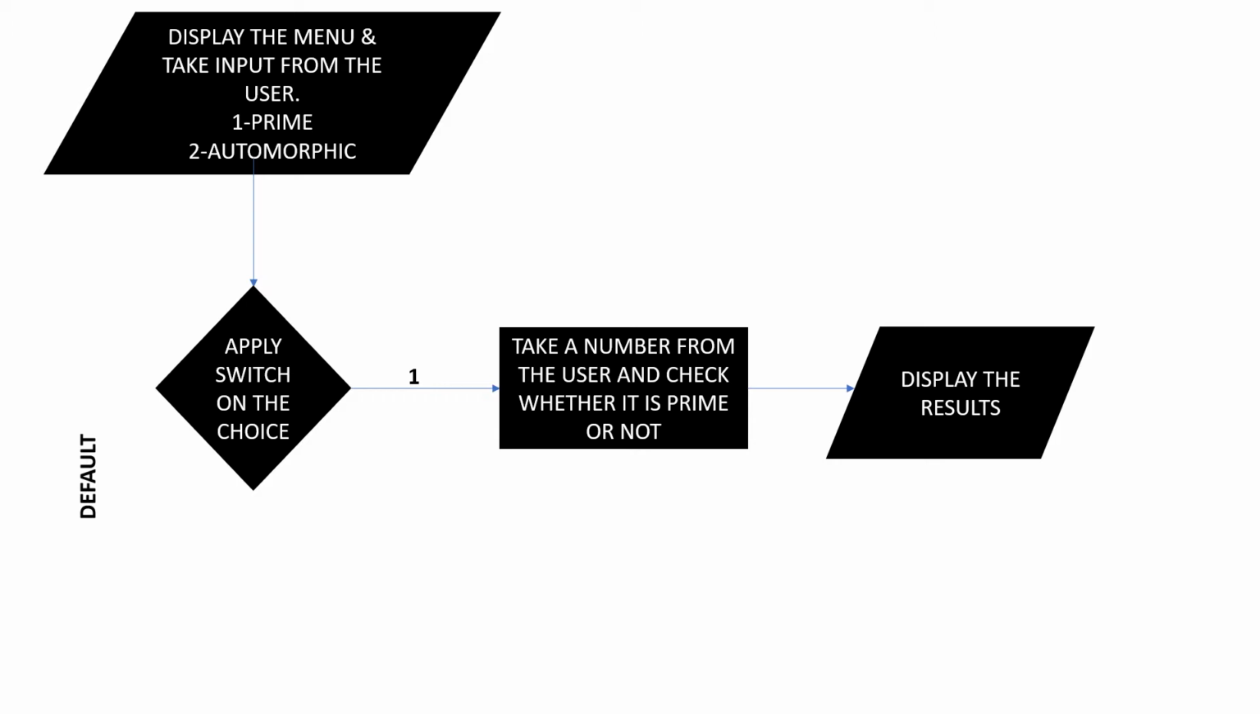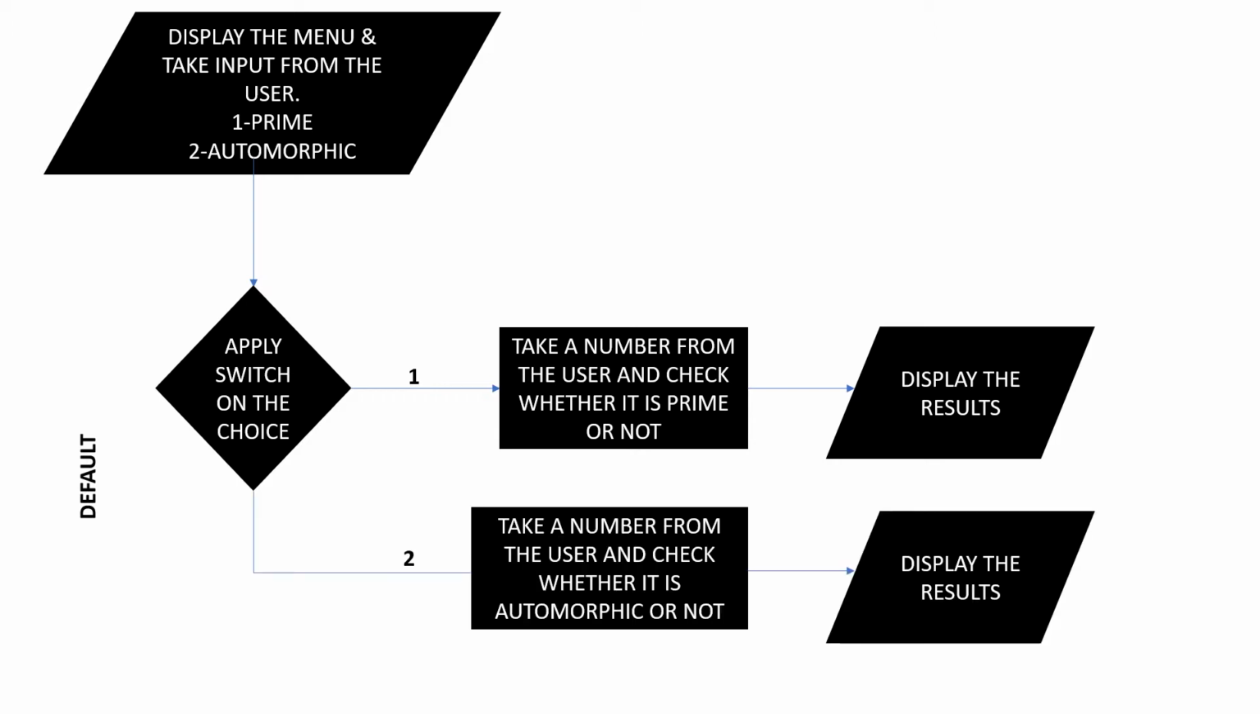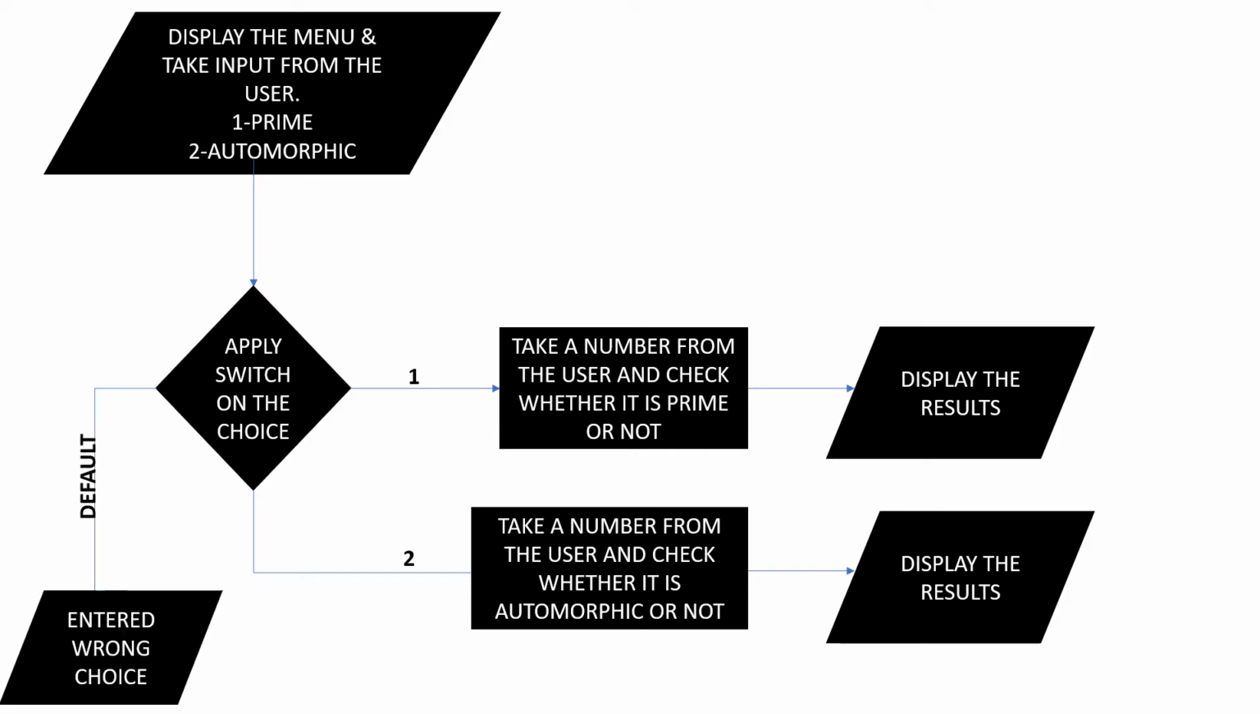If he enters 2 as his choice, we will ask him to enter the number he wants to check to see if it is an automorphic number or not. After he enters the number, we will check the number and display the result. If the user enters any other choice, we will display a message that he has entered a wrong choice and terminate the program.